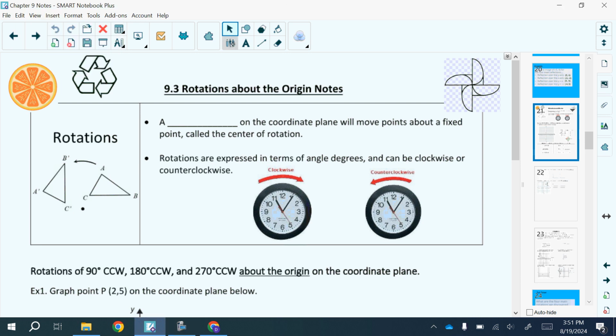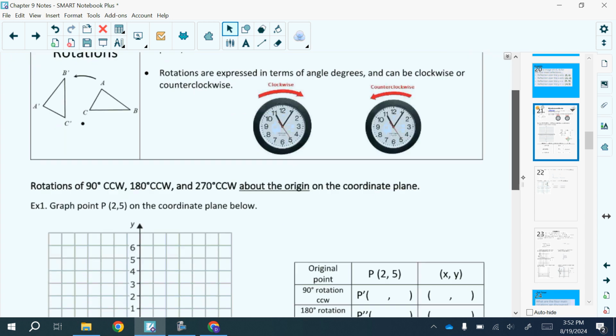All right, hello everyone. Today we're going to look at rotations about the origin. So a rotation on the coordinate plane will move points about a fixed point called the center of rotation. For today, the center of rotation is going to be the origin on all of the examples. So rotations are expressed in terms of angles, degrees, and can be clockwise or counterclockwise. Let's scroll down.